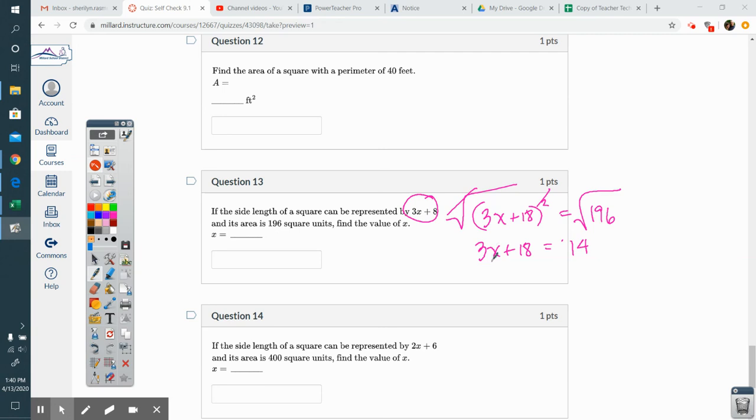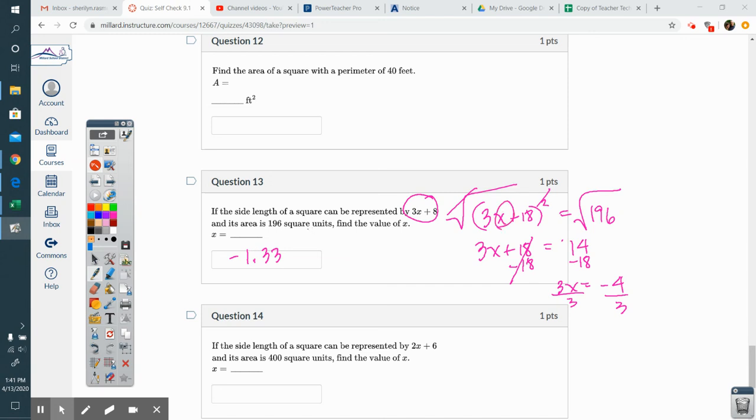Okay, so now I'm solving for x. Subtract 8, subtract 8. 3x equals 14 minus 8, which is 6. Divide by 3 on both sides. So 6 divided by 3 is 2. But that is the value for x.